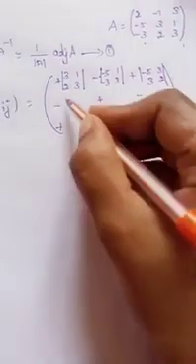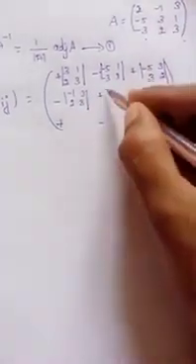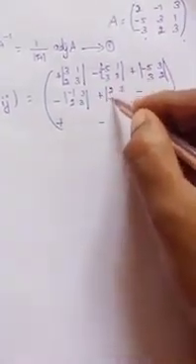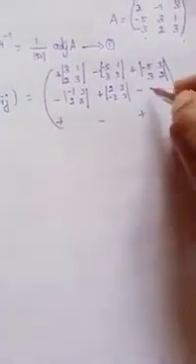See, for the second position, this is minus. For this element, leave that corresponding row and column. We will be getting that minus 1, 3, 2, 3. And for the middle position, 2, 3, minus 3, 3. And for this place, 2, minus 1, minus 3, 2.